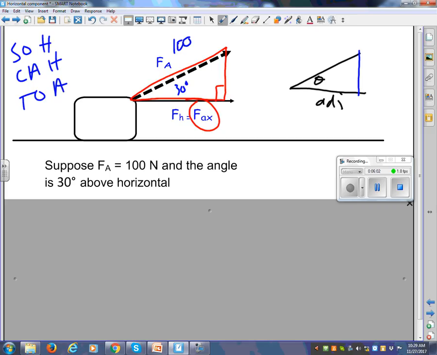Megan, what does the SOHCAHTOA stand for? What does the SOH stand for? You know? Never learned that, Jason? Sine is opposite over hypotenuse. Cosine is adjacent over hypotenuse. Tangent is opposite over adjacent.